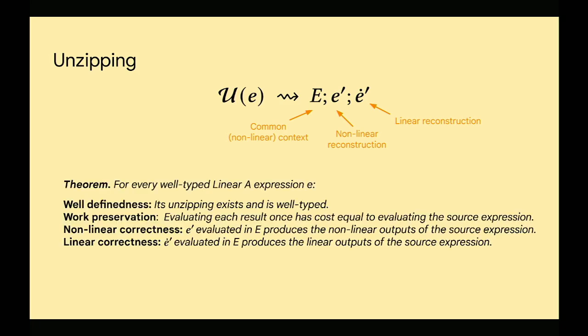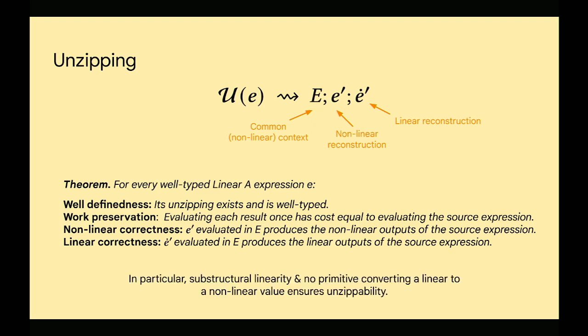And again, the theorem, for points: unzipping is well defined if you start from a well-typed term. Unzipping actually preserves work exactly. So if you were to evaluate this context once to determine the values of those variables, and then you were to evaluate this expression once, and then you were to evaluate this expression once, then that would amount to exactly the work that would be necessary to evaluate this single expression here. And then the nonlinear correctness and linear correctness, so basically, respectively, what I said. If you evaluate this expression in this context, you get the original nonlinear outputs. If you evaluate this expression in this context, you get the original linear outputs.